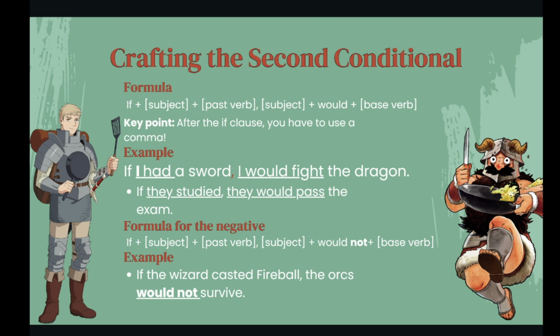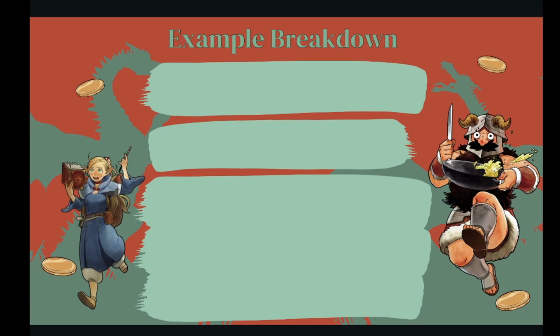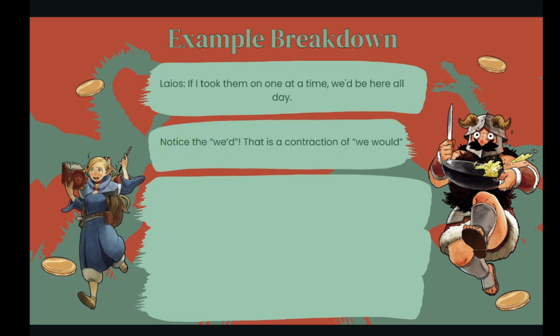So we're talking about a hypothetical situation in the future or now. All right, now let's break down our example from Lias. So Lias said, "If I took them on one at a time, we'd be here all day." Now notice this contraction, we would. So again, remember, it's spoken English.